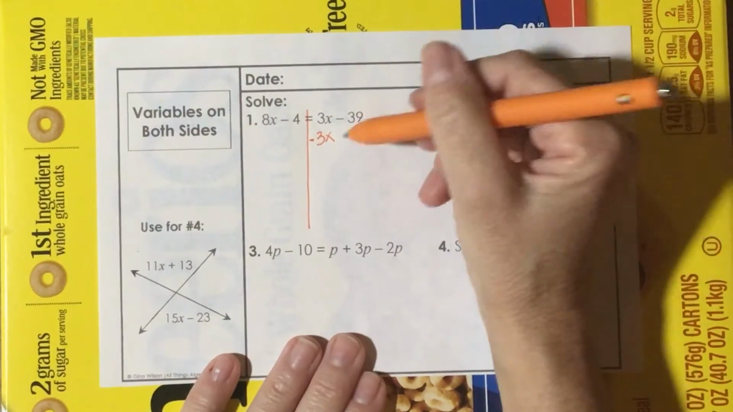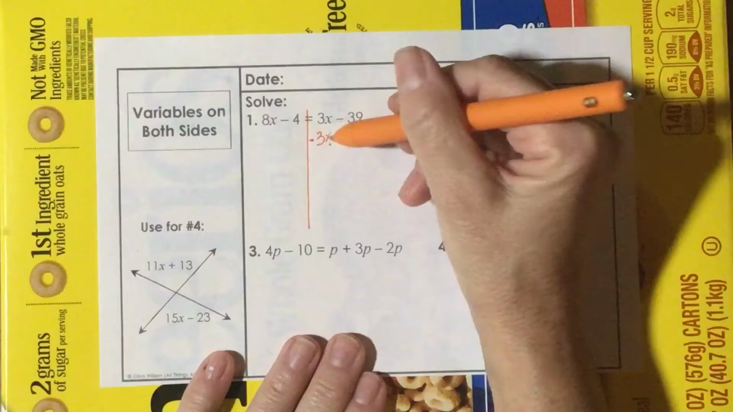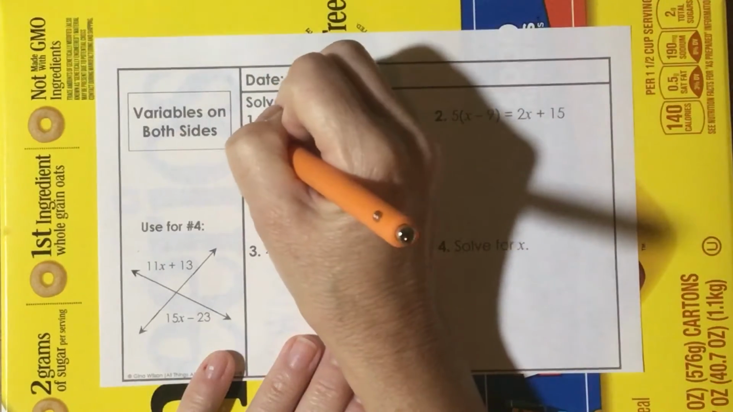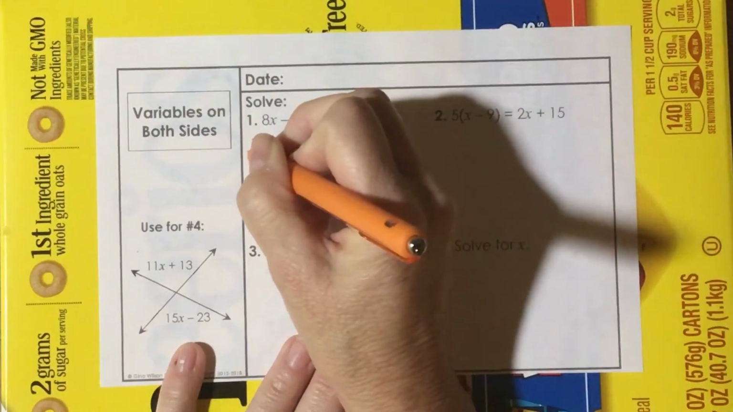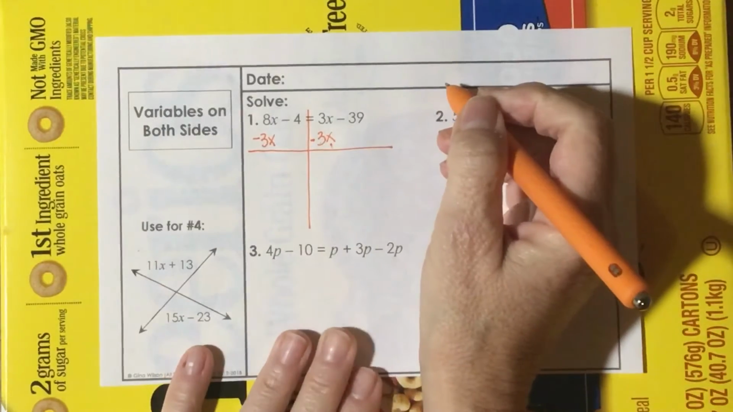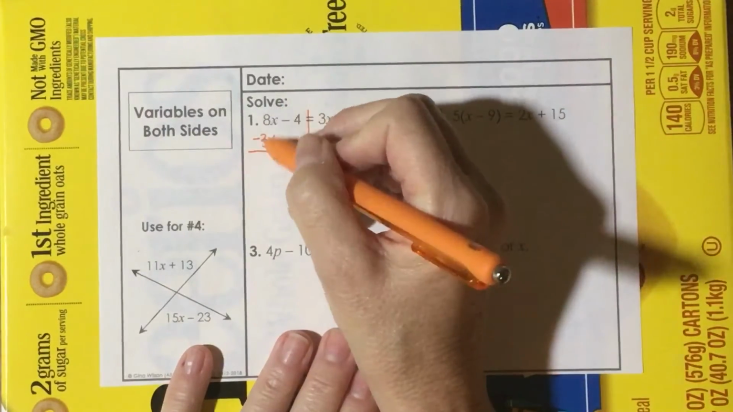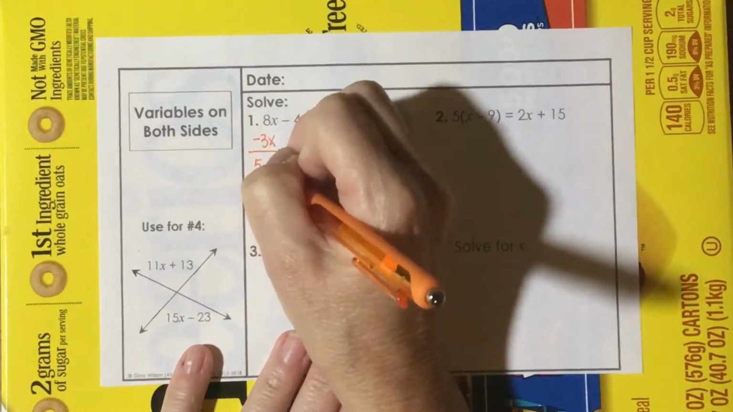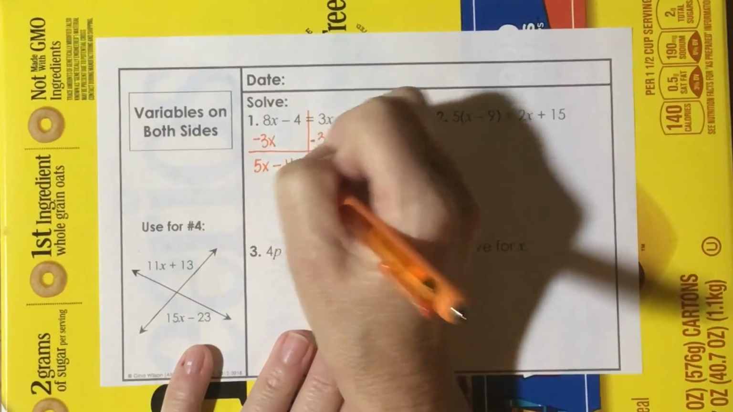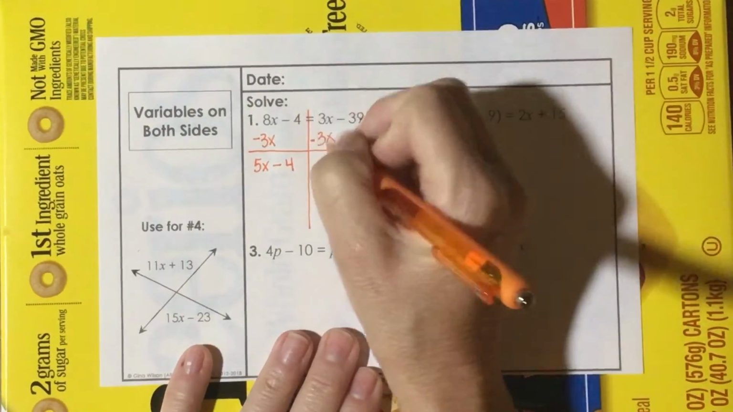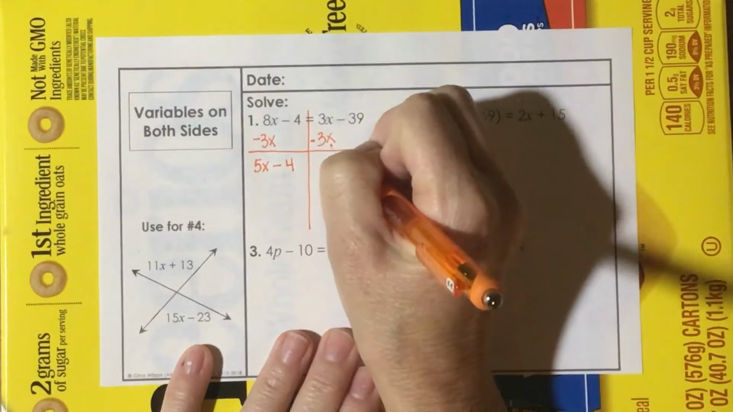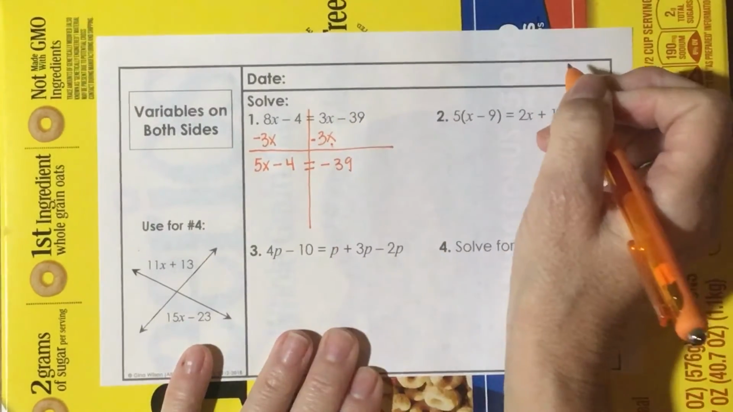But we have that equal sign. It says if I do something to this side, oh, I better do it to this side. So this is the only time we move the variable. So over here I'll end up with 5x minus 4, and on this side these canceled out, leaving us with negative 39. Get my equal sign there.